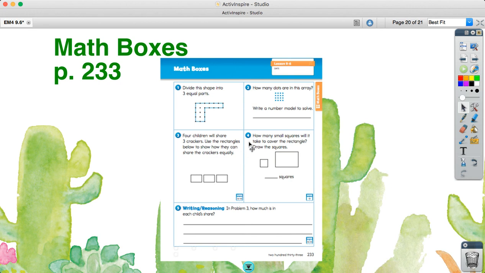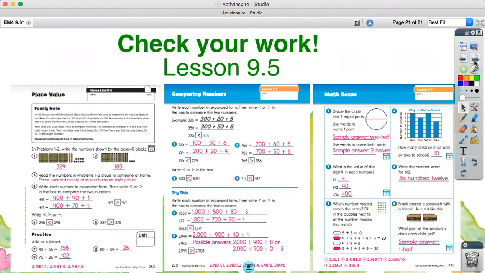Number 4, how many small squares will it take to cover the rectangle? Draw the squares. And number 5, writing and reasoning. In problem 3, how much is in each child's share? Check your work from lesson 9.5.